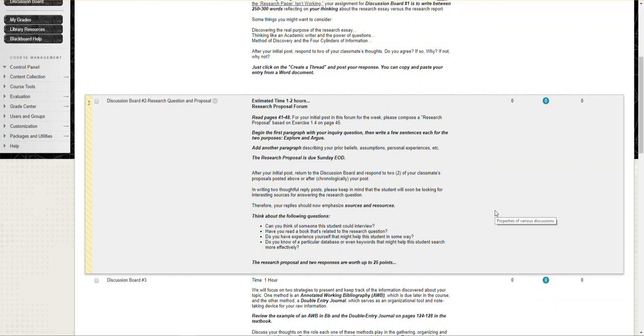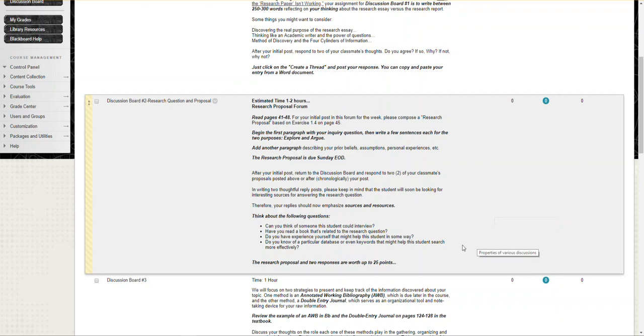And then I want you to add another paragraph describing your prior beliefs, assumptions, personal experiences, etc. Something to help provide some context as to why you might be picking this particular topic for the research project. So, once again, the research proposal is due Sunday, end of day.